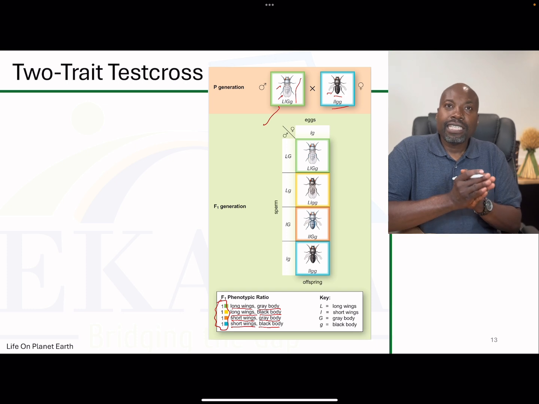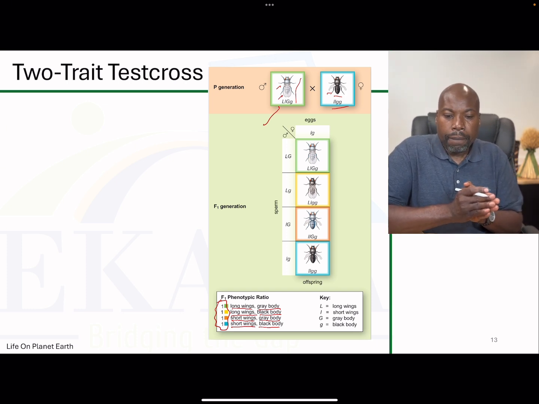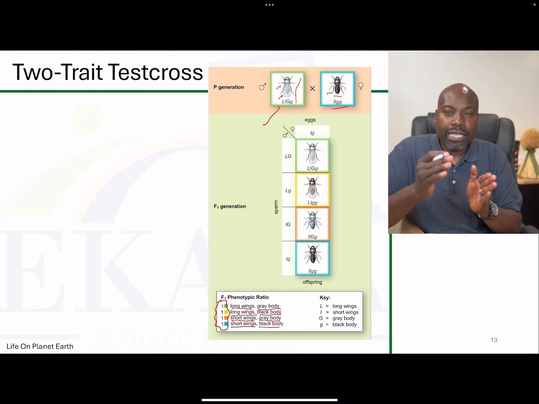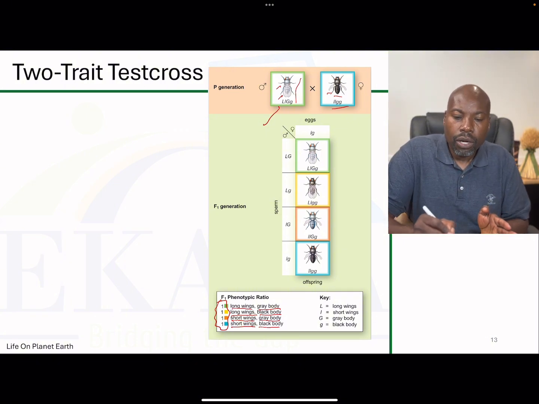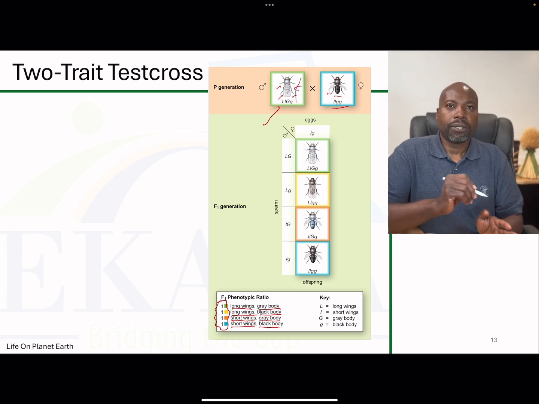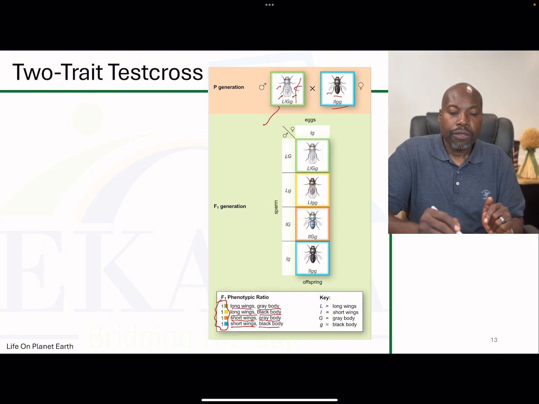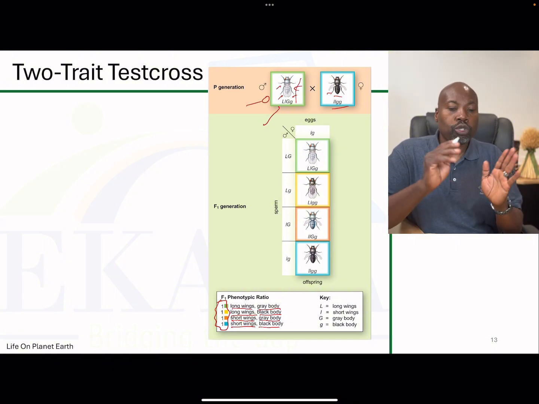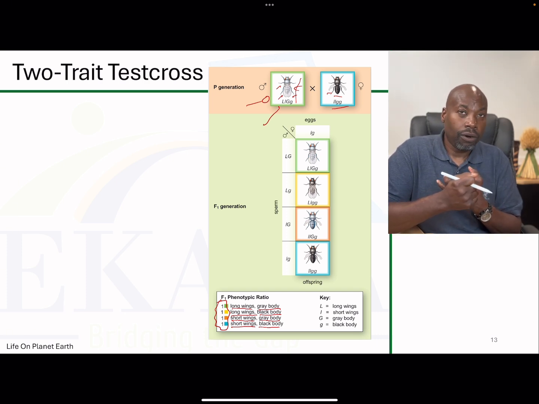But if the individual was completely dominant, okay, every single individual would actually have long wings and gray body. That would be the outcome if the parent was a true breeding for color of the body, gray, and length of the wings, long, okay?